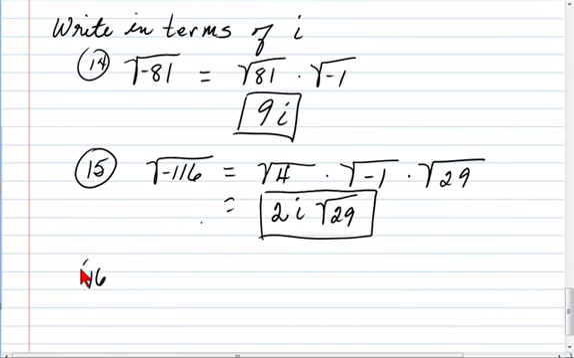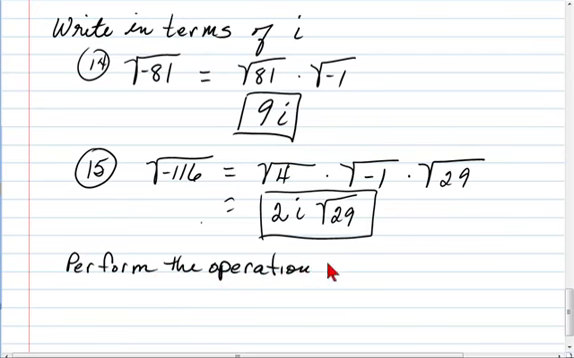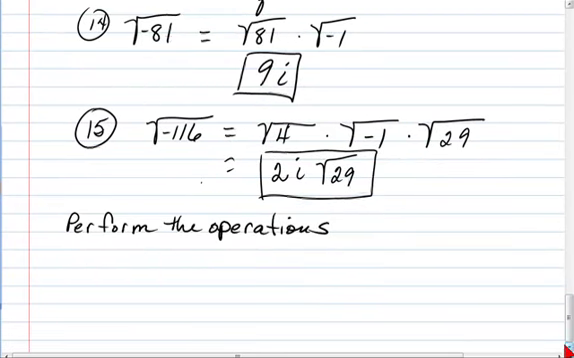Number 16. The instructions first. It says to perform the indicated operations. Perform the operations, write the result in the form A plus Bi. So every answer needs to be in that complex number form.